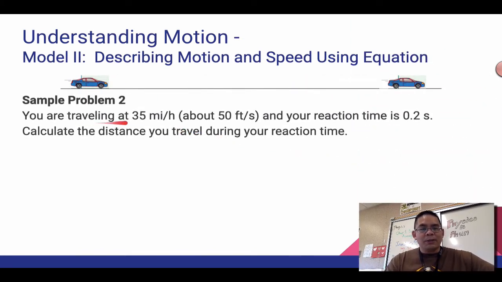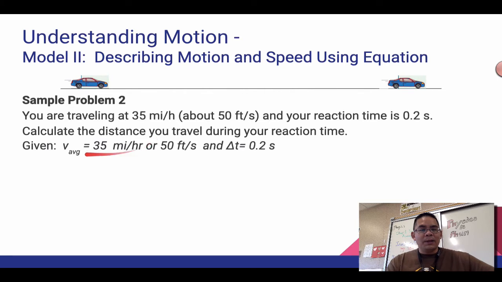Let's say you're traveling at 35 miles per hour, which is about 50 feet per second, and your reaction time is 0.2 seconds. It says calculate the distance you traveled during your reaction time. Now you'll notice on here I don't ask for which particular distance. I could do it in miles, I could do it in feet, it doesn't matter.